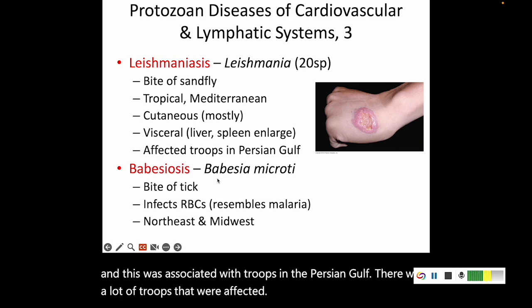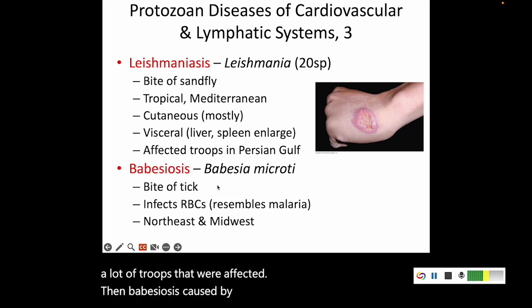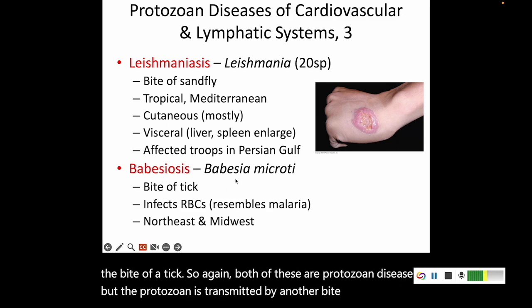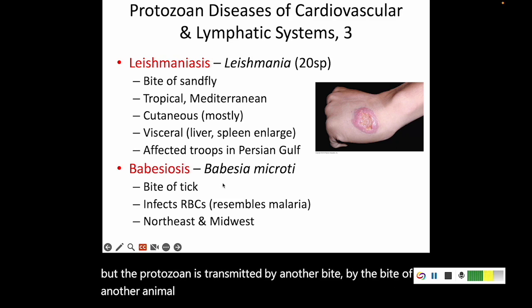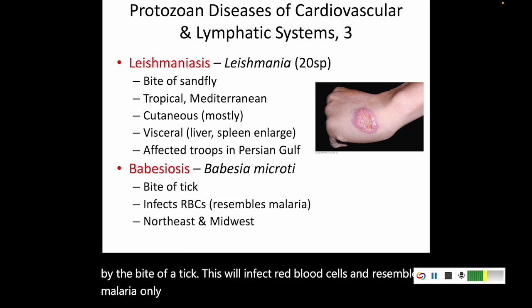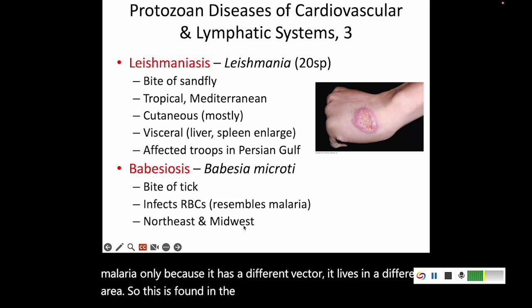Then babesiosis, caused by Babesia microti, which is transmitted by the bite of a tick. So again, both of these are protozoan diseases, but the protozoan is transmitted by the bite of another animal. So the protozoan Babesia microti is transmitted by the bite of a tick. This will infect red blood cells and resemble malaria, only because it has a different vector. It lives in a different area. So this is found in the Northeast and Midwestern United States.